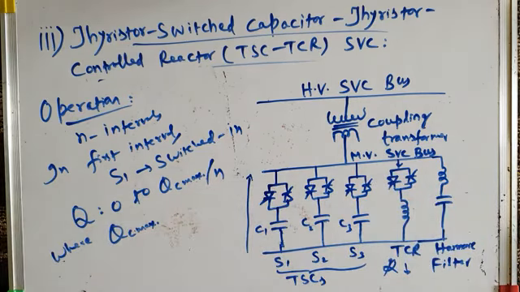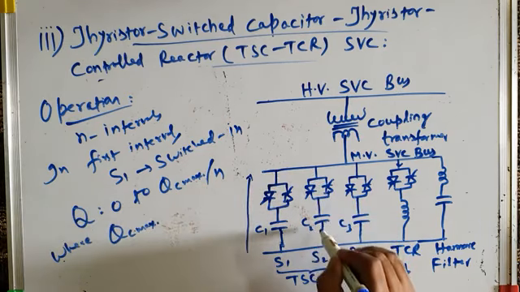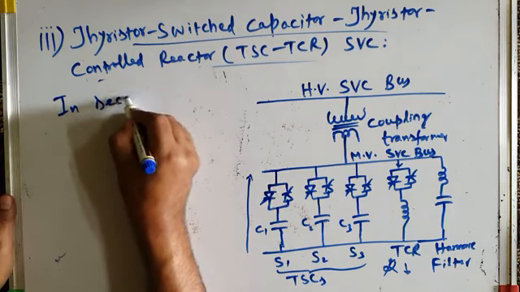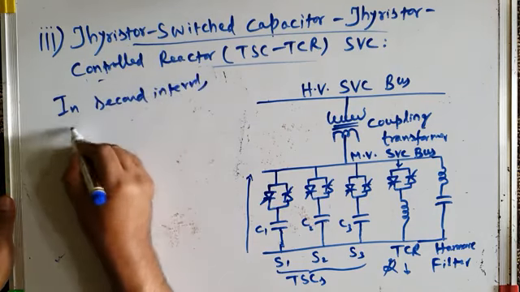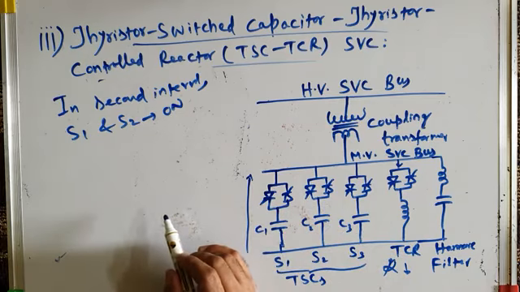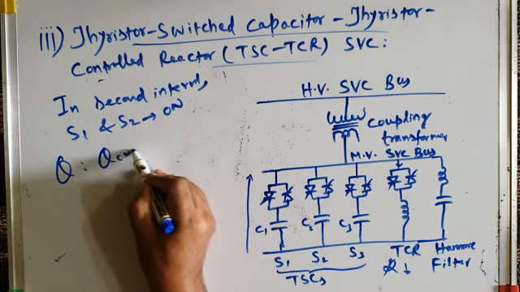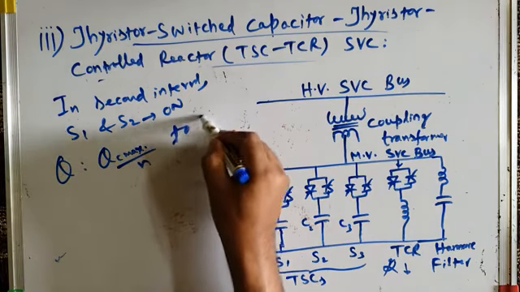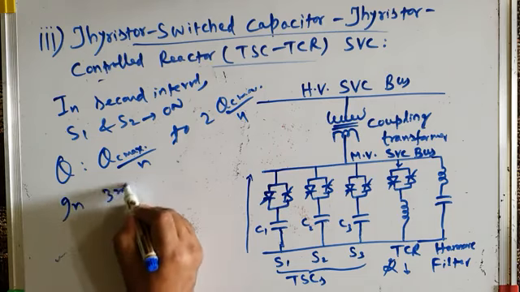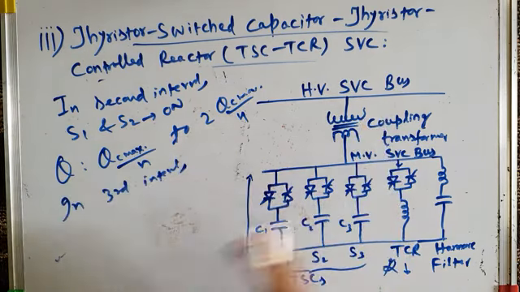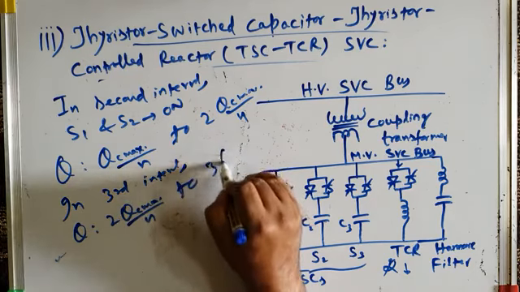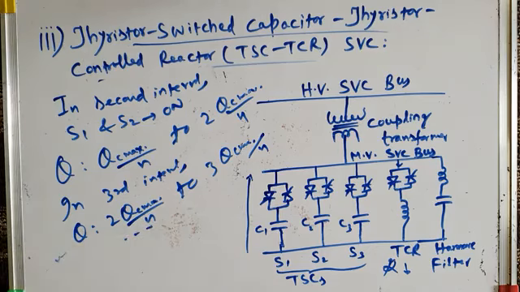Let us suppose the reactive power demand of the load has increased. So in the second interval, your controller will switch in the second TSC branch. Then I will write, in the second interval, S1 and S2 are switched on. S1 was already on, S2 is also switched on. So how much reactive power control is done? Reactive power control is QC max by N to 2 times QC max by N, because now 2 TSC branches are on. In the third interval, the third TSC branch is turned on and reactive power is controlled from 2 QC max by N to 3 times QC max by N, and so on till you reach the Nth interval.